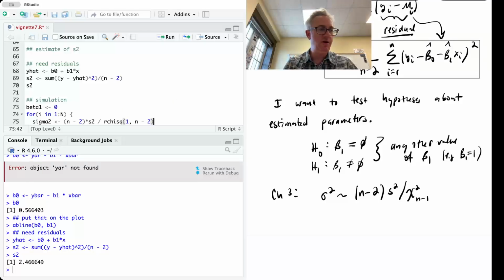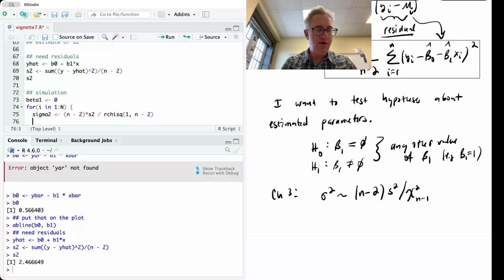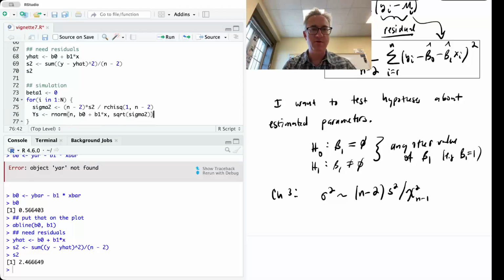Okay, so that's just following the formula. And then I'm going to generate y values from a Gaussian distribution, I have n of them, right? They're going to follow b0 plus b1 times x in the mean, and they're going to take the square root of sigma squared in the variance. So that's just me following the linear equation.